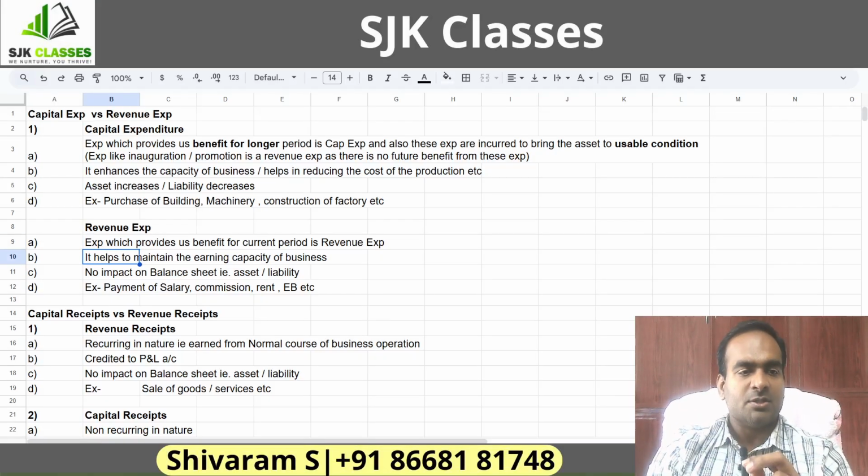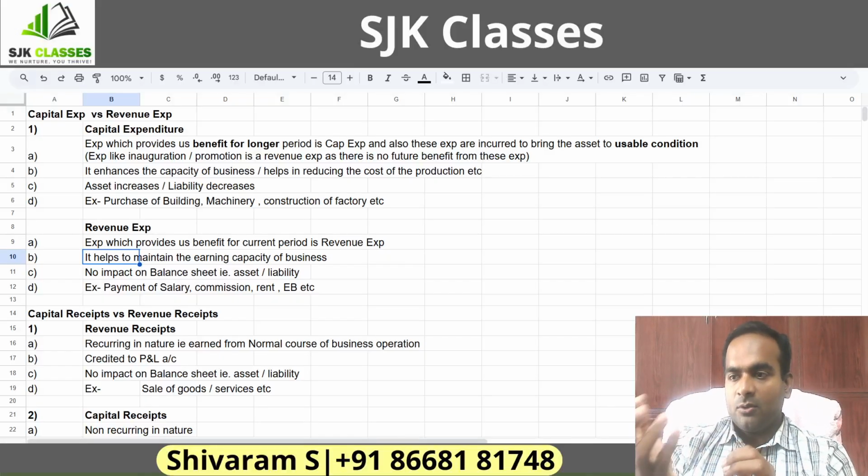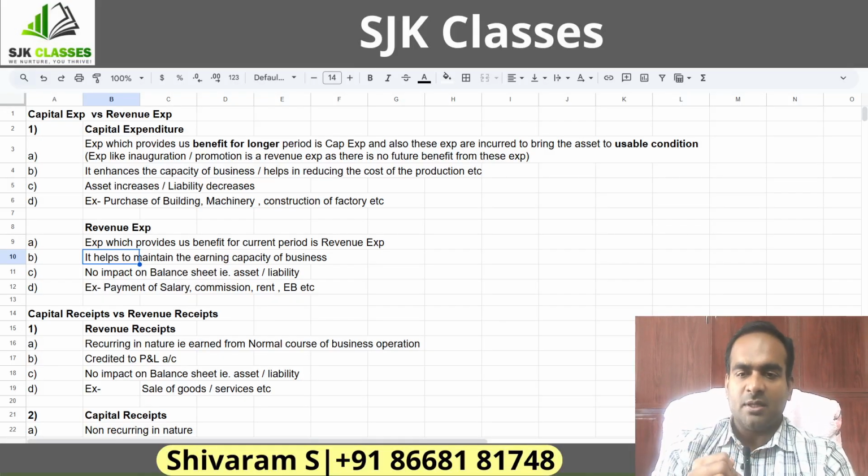So in revenue expenditure, look at the points here. Expenditure which provides us benefit for current period is revenue expenditure. So there won't be any long-term benefits. The expenditure will be incurred for the current financial year only. It will help us to maintain the earning capacity of the business. So business will be able to maintain its earning capacity. It will not enhance your earning capacity. The earning capacity will remain the same from a revenue expenditure.